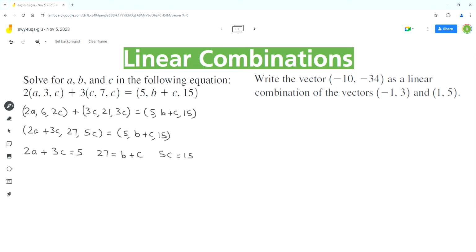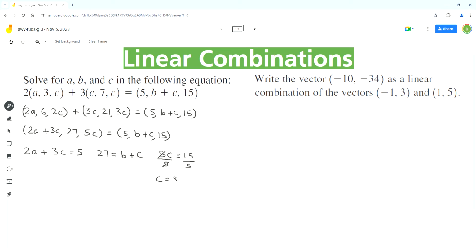So we can use this third equation to find the value of c. We can divide each side by 5. So we get c equals 3. So this is the final answer for the value of c.